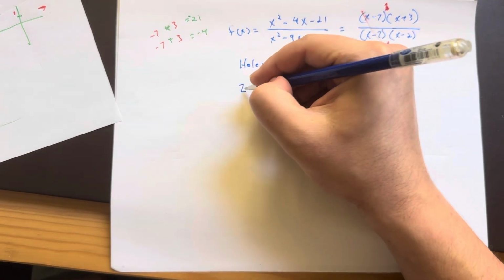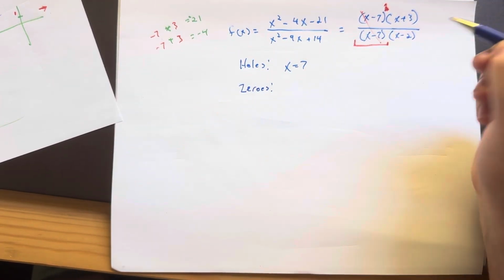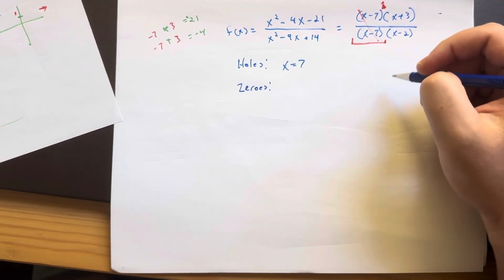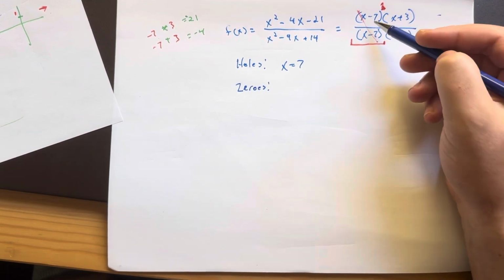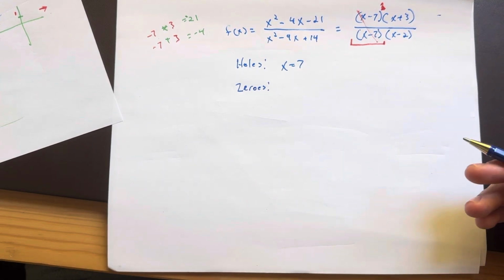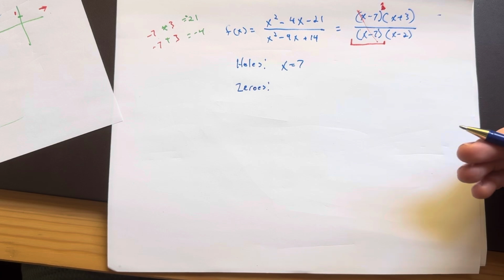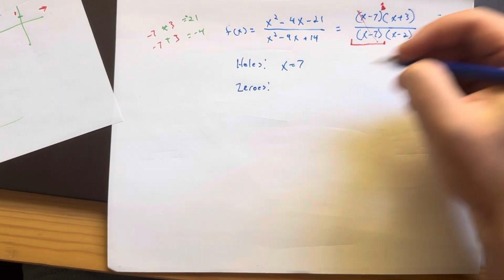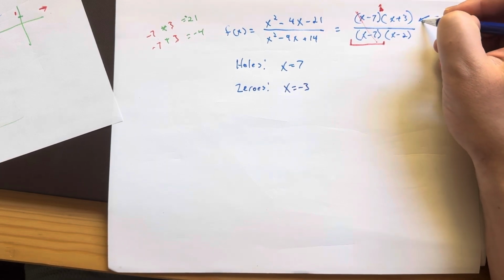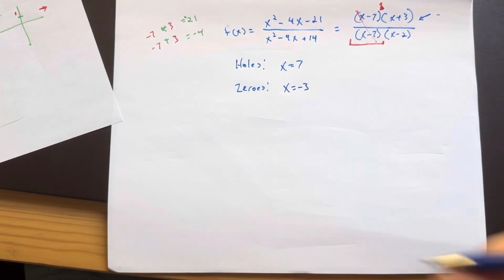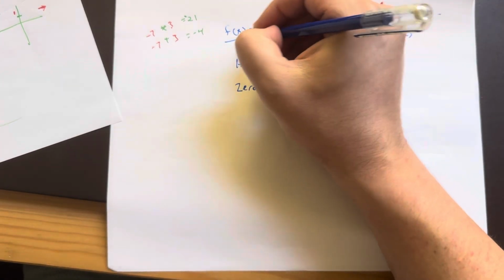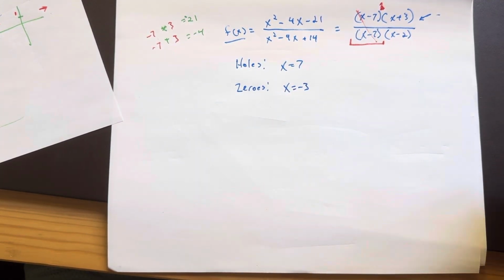Zeros. I look at my numerator exclusively, right? So x minus 7 over x minus 7. Well, the x minus 7 is a hole. That's not a zero. We can't plug in 7 to this function. But x equals negative 3, right? If I'm looking here, that's going to be the zero. The numerator tells us where the zeros are going to be. Where f of x is 0 is where the numerator is 0.